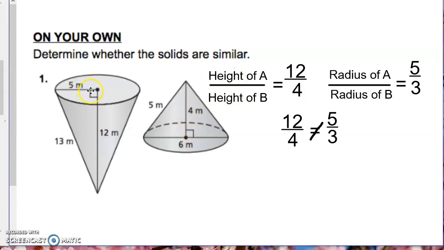So I decided to do the height of A, which was 12 here, versus the height of B here, which is 4. And then I did the radius 5 here and the radius of B here, which of course would be 3. So I want to check to see, does 12 over 4 equal 5 over 3? Well, 12 times 3 is 36, I believe, and 4 times 5 is 20, so those would not be similar to each other.